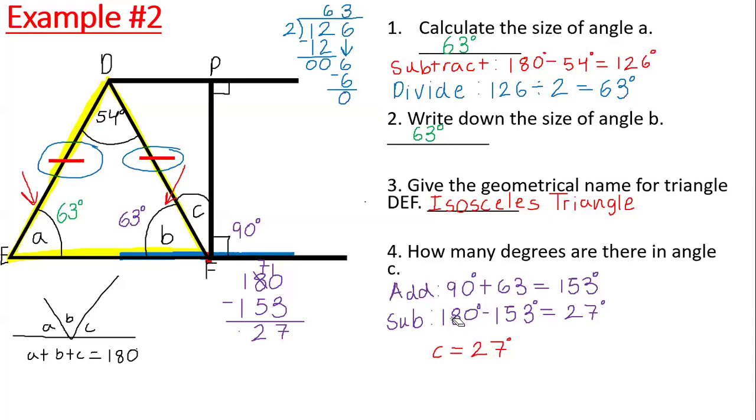Because that's what the triangle adds up to. Angles on a straight line at a common point add up to 180. So we have 180 minus 153, which gives us what? 27. And so C is equal to? 27. 27, and that's how we got that.